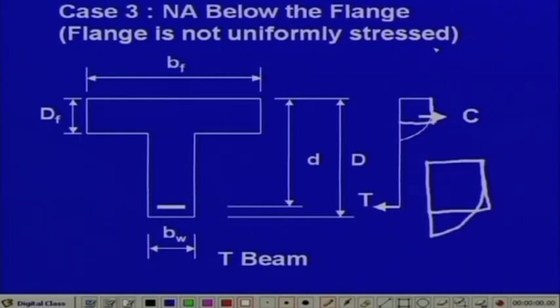So, we have three cases. Case number 1, the neutral axis is within the flange. Case 2, the neutral axis in the web, but the flange is uniformly stressed. That means the flange throughout the depth is having stress 0.45 FCK. And third case, flange is not uniformly stressed, that means a certain parabolic portion is also coming in the flange. So, these are the three different cases you have to consider when you design a flanged beam.